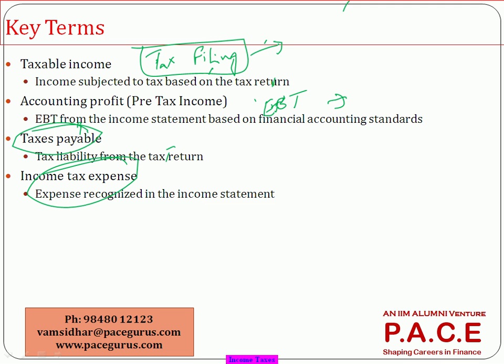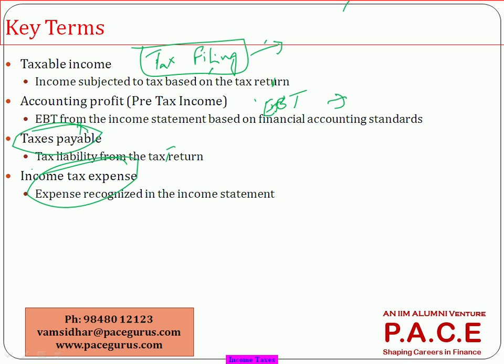These are terms you have to be quite comfortable with. As far as financial reporting, GAAP or IFRS, is concerned, the terms are accounting profit and tax expense, because we always use the word expense. Whereas in an IRS framework, we call them taxable income and taxes payable. So the real tax that you have to pay is taxes payable, right?